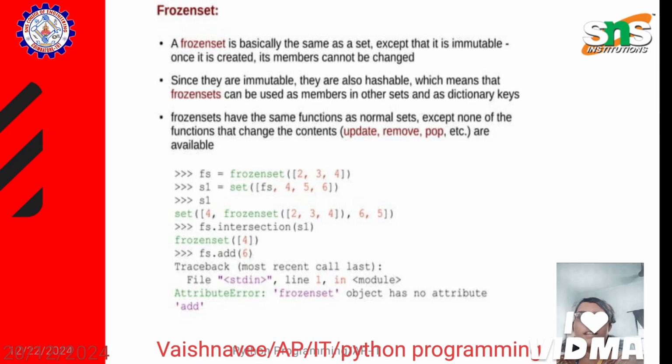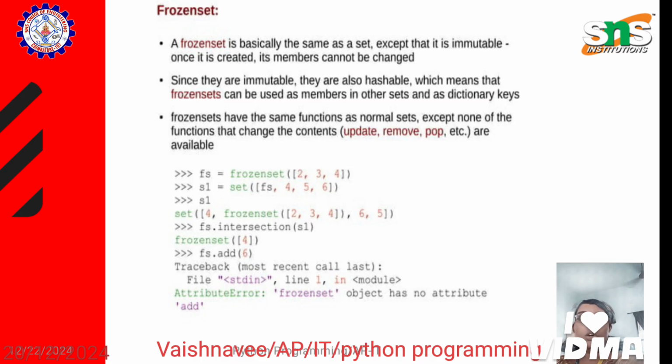Finally, the frozen set. A frozen set is basically the same as a set, except that it is immutable. Once it is created, its members cannot be changed, because frozen means it cannot be changed. Since they are immutable, they are also hashable, which means frozen sets can be used as members in other sets and as dictionary keys.